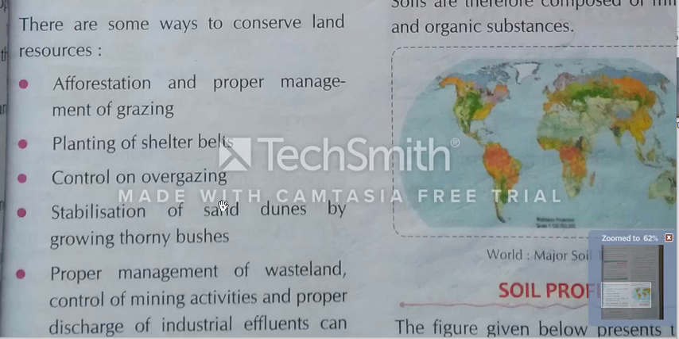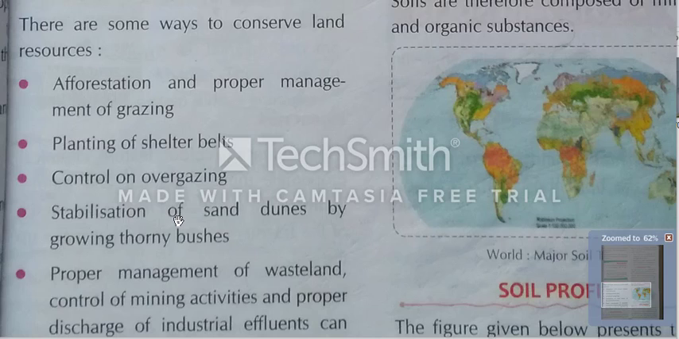When animals take their food, that is called grazing. So some system will be there. Proper planting of shelter belts. Shelter belt means shelter means आश्रय, रक्षा, बचाव. Now belt, in Hindi it's called patti या पेटी. Okay, planting of shelter belt for protection. Just plant in a proper belt. Control on overgrazing.